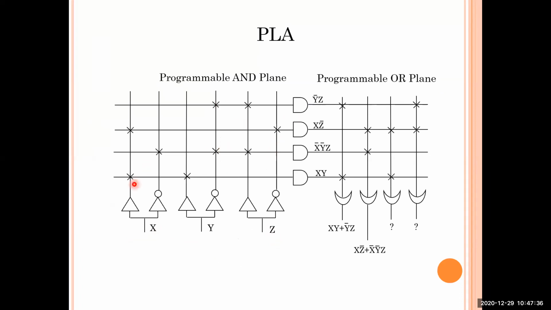You'll be programming this in this particular direction. If I want to program this particular line, what are the two lines programmed? This is Y bar and this is Z. So that's why I have got the output of this particular AND plane as Y bar Z. In this case, it is only programmed at two lines. What are the two lines? It is X and Z bar. So I have got the output X Z bar.